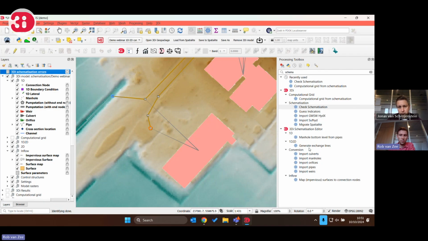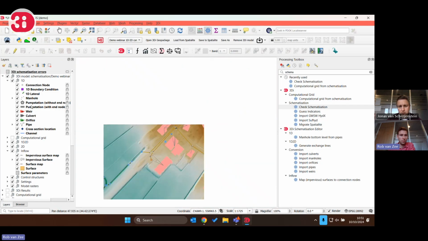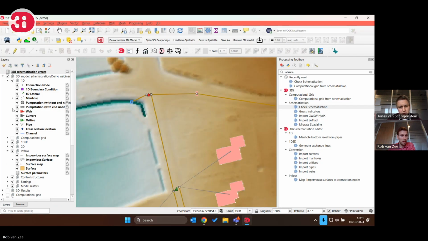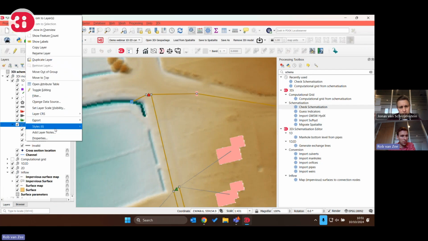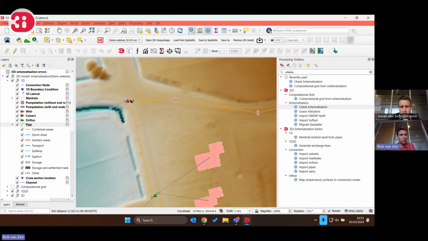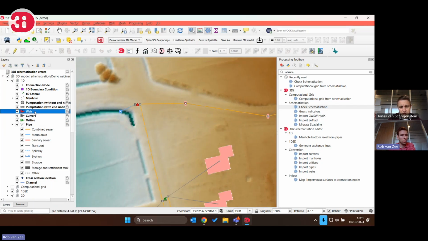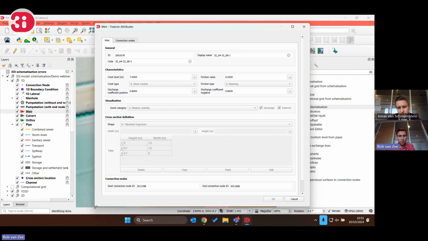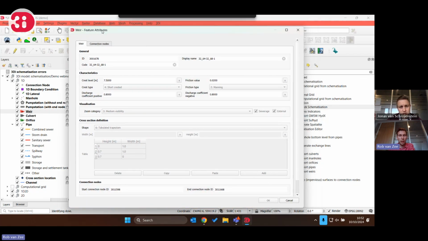I have one more question. Can you show a weir? Do we have a weir in the schematization? We do have a weir. Okay. So this is a location where the combined sewage system overflows when there's just too much water. Perfect. Can you maybe just click on the attributes and explain a little bit about this weir? Just for those in the audience that have never seen it in 3Di.